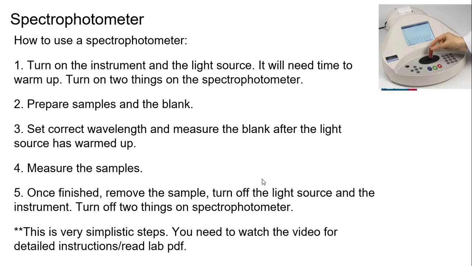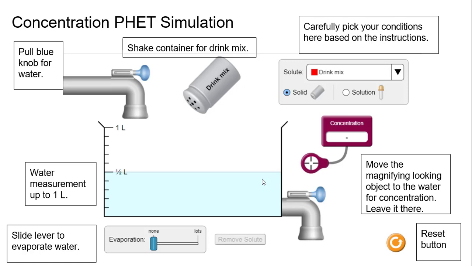Then you measure the samples. Once finished, remove the sample, turn off the light source and the instrument. So again, you're going to turn off two things this time instead of turning them on. These are very simplistic steps. You need to watch everything that's been given to you and read it, but this is an overview of a spectrophotometer.